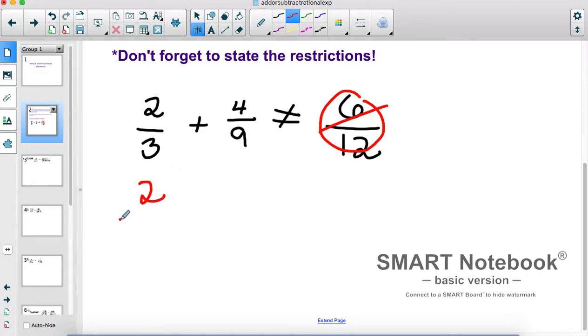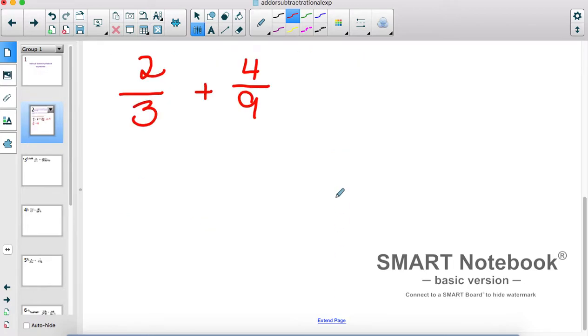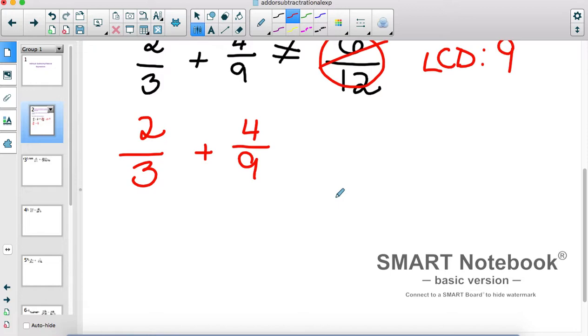What you first have to do is find your LCD and then convert all your fractions so they have this LCD. So in this case, the least common denominator for 3 and 9 would just be 9, right? Because 3 goes into 9, and 9 goes into 9, and that's the smallest one. You could use a bigger common denominator, but again, you would have to simplify more if you used a bigger common denominator. And so the second step would be to convert any fraction so that they both have a denominator of 9. This is fine because it's already 4/9, but we need to convert this fraction.